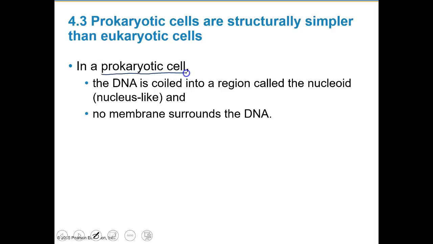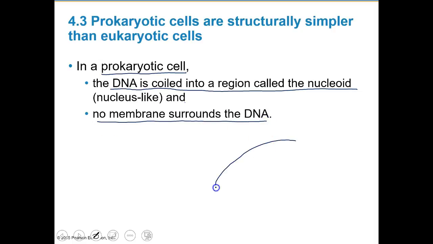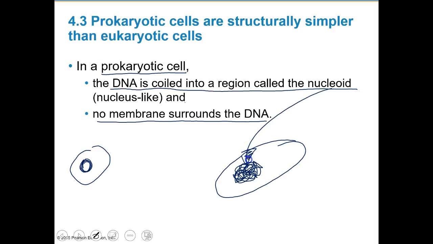Okay, in a prokaryotic cell, we have the DNA coiled into a region called the nucleoid region, or nucleoid space. It's just kind of like a nucleus-like space. Not really a defined space, but just a general area. And there's no membrane to surround that DNA. So here's maybe a cell, and instead of what we think of as a little nucleus with a little membrane around it, they just have their genetic material in a space. It's not all over the whole cell, but it doesn't necessarily have a nucleus to surround it. It's just in a region. So that would be the nucleoid space.